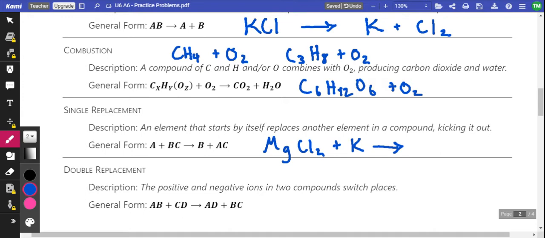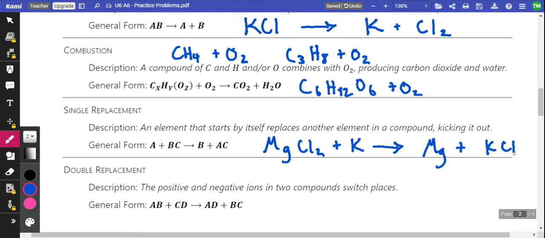When this reaction happens, my K is going to come and take the spot of either the Mg or the Cl. Well, K tends to be positive as an ion, just like magnesium, so it's probably going to take magnesium's spot. Magnesium will get kicked out. It'll be hanging out on its own as a pure element.